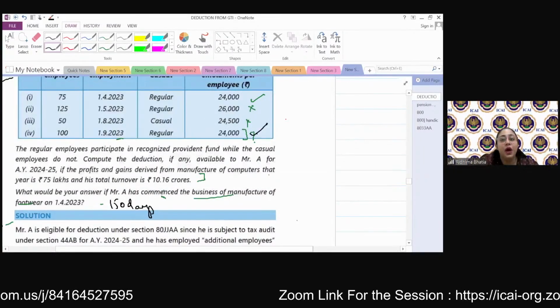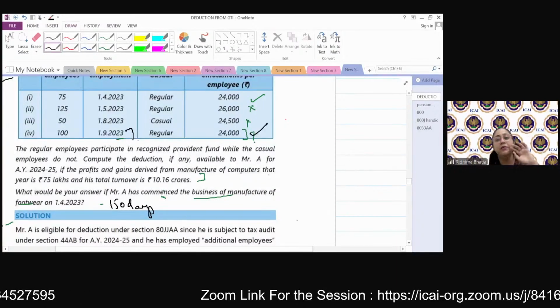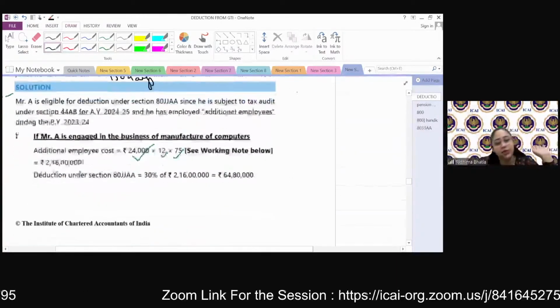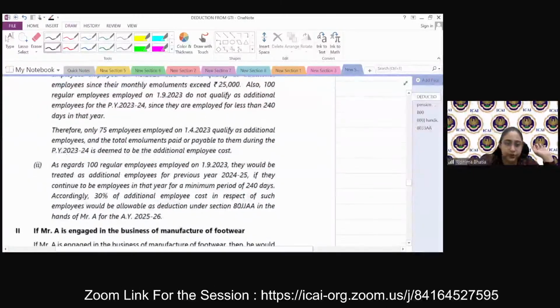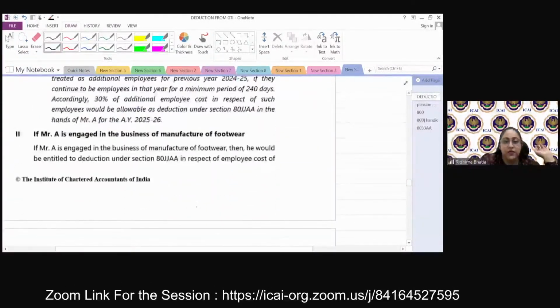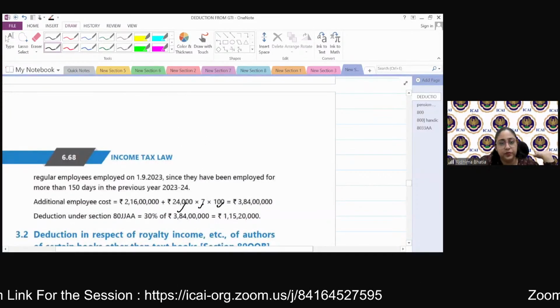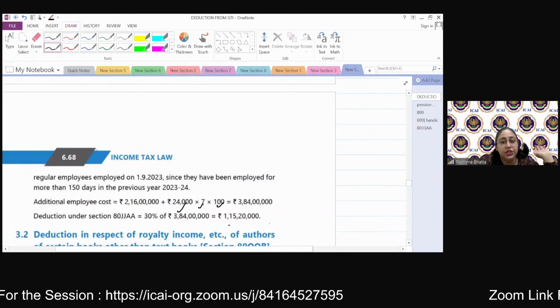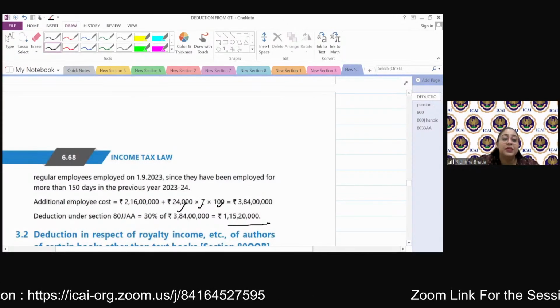So 24,000 into 100 into 7. 7 months. September से लेके March तक. उसका 30% would also be allowed as deduction, which you can see here. 24,000 into 7 into 100. Reduction under section 80JJ comes to 1,15,20,000. I mean, kitna amazing hai na?